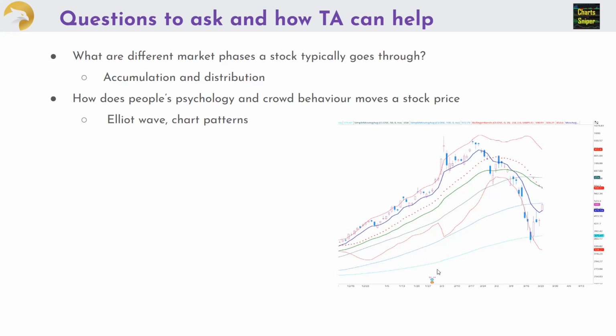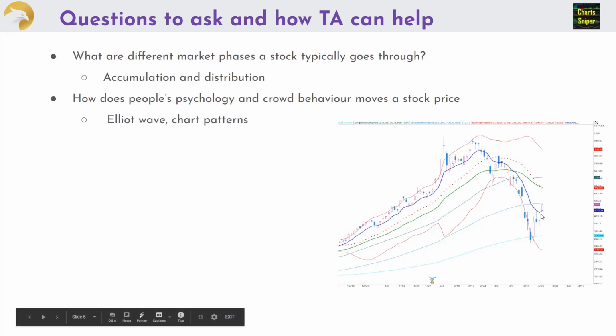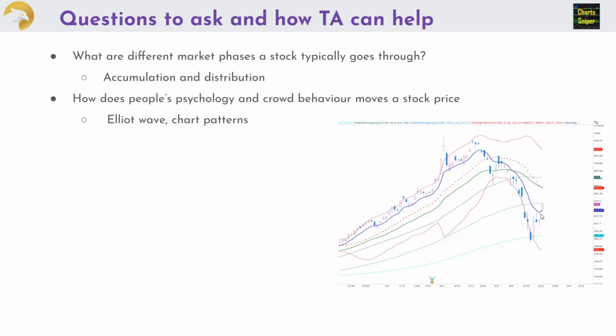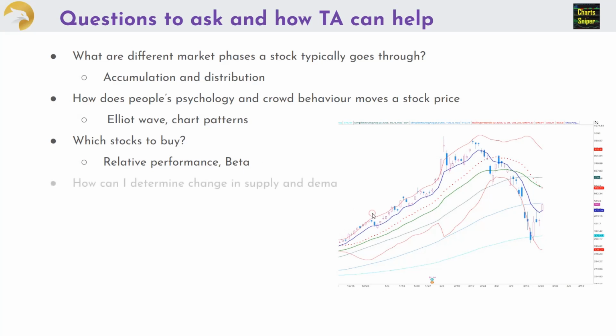So understanding this crowd behavior, like chart patterns and Elliott wave theory, will be very helpful to know the big picture of what's happening with the stock and which stocks to buy. How can you know which stocks to buy and which stocks to avoid? Some good understanding of the relative performance of stocks in an index, the beta of certain stocks, will help you identify, say, in a semiconductor sector, what is a good stock to buy. So knowing how to measure the relative performance will help in that aspect.